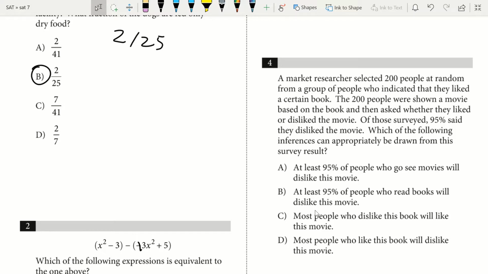Choice A, at least 95% of people who go see movies will dislike the movie. No, because this is a particular subset. And then B, at least 95% of people who read books will dislike the movie. No, because this was one particular book. And then C, most people who dislike this book will like this movie. Well, we were surveying people who liked the book, so we can't say anything about the people who disliked it. And then D, most people who like this book, which is what we surveyed, will dislike this movie. That's true because 95% of those who liked the book disliked the movie.